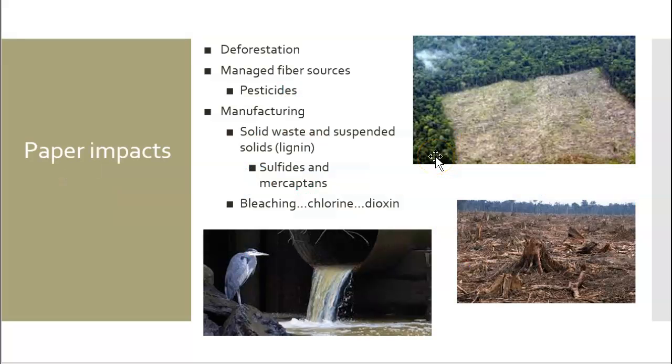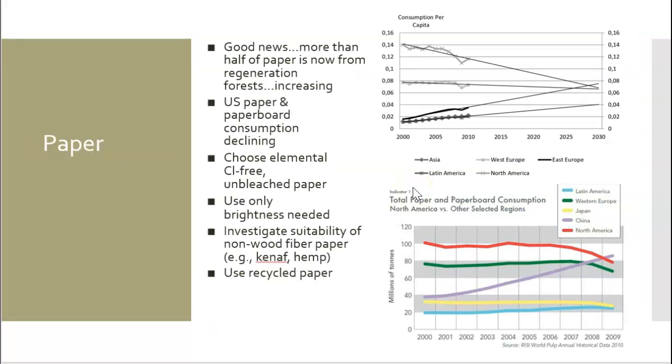The impacts of paper, of course, back to deforestation, and then in producing these forests, there's a lot of pesticides and herbicides that's used. In the manufacturing, there's solid waste and suspended solids like the lignin has to be removed, and then there's bleaching and chlorine and dioxins that are created. So we have these significant types of water pollutants. So deforestation, water pollutants. The good news is that more than half of paper is now coming from a regeneration forest or plantation forest.